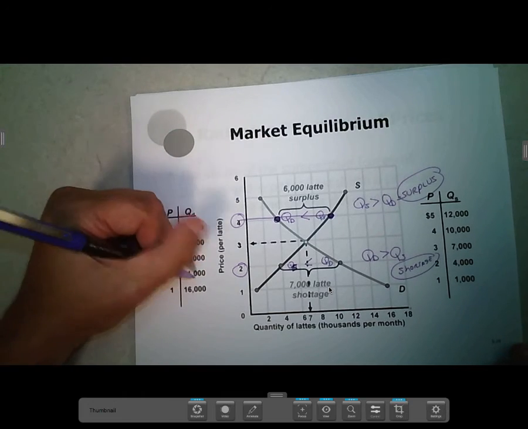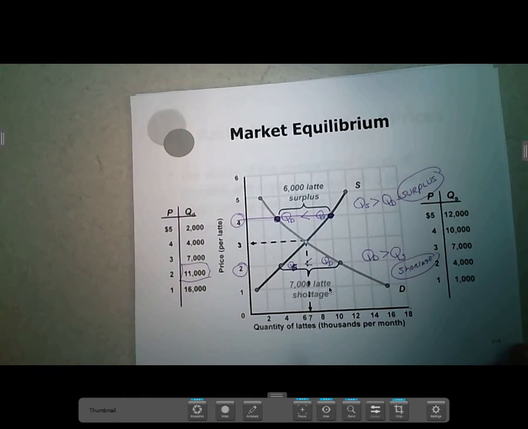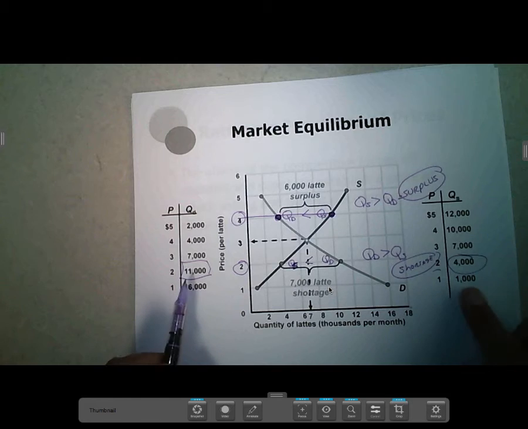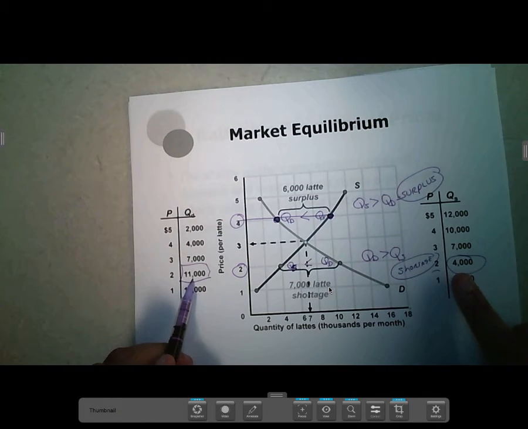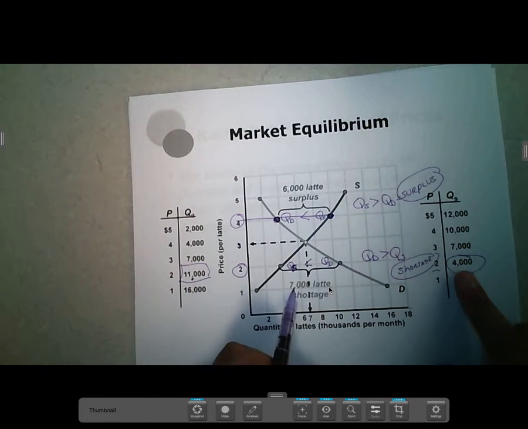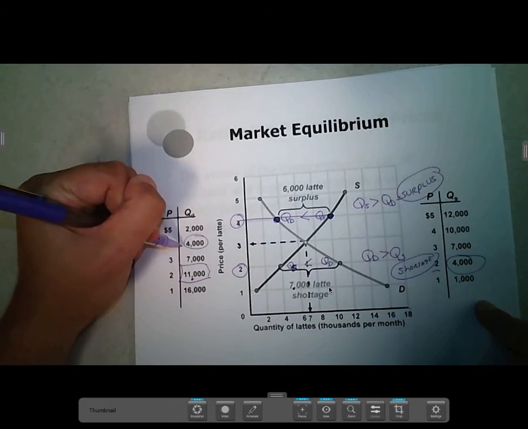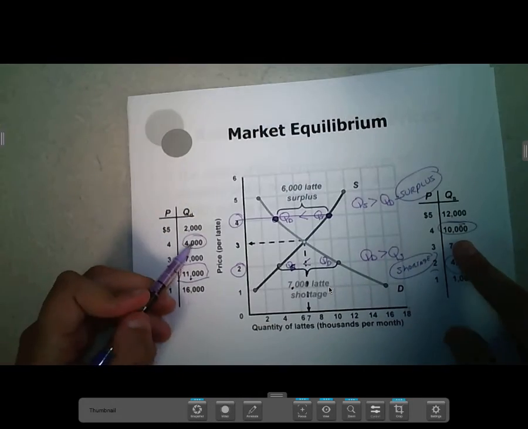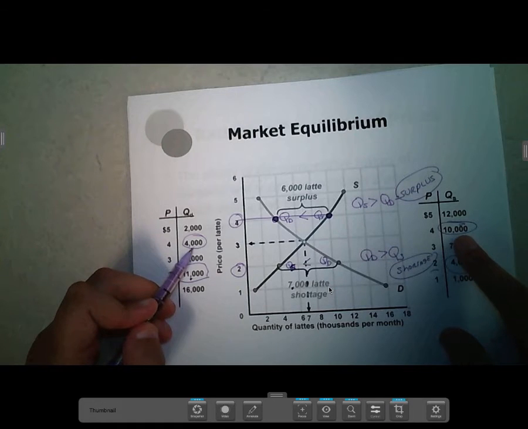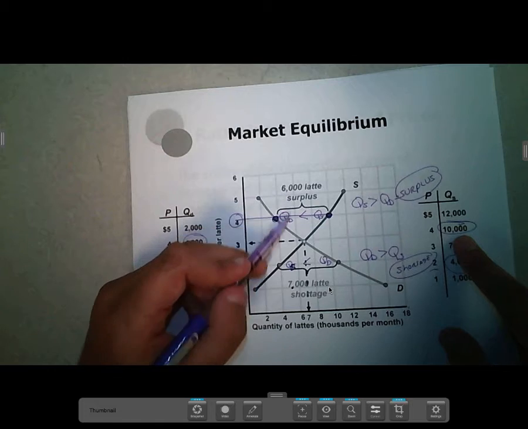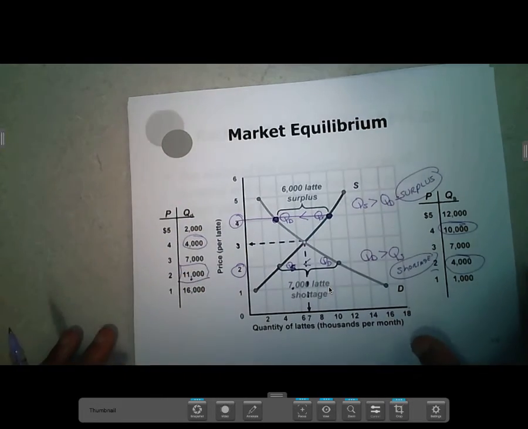How can we see that here? At the price of $2, the quantity demanded is 11,000. At the price of $2, firms are willing to sell 4,000. The difference between those two, 11,000 minus 4,000, is 7,000. At the price of $4, consumers are willing to buy 4,000, but firms are willing to sell 10,000. The difference between 10,000 and 4,000 is 6,000. And that's our surplus versus our shortage.